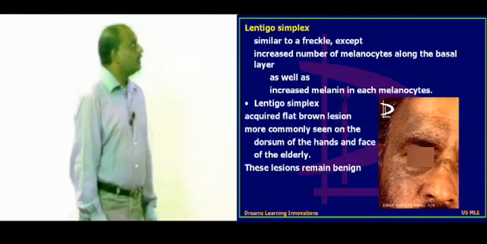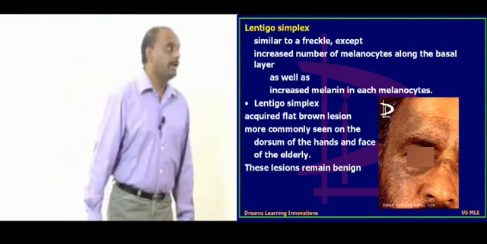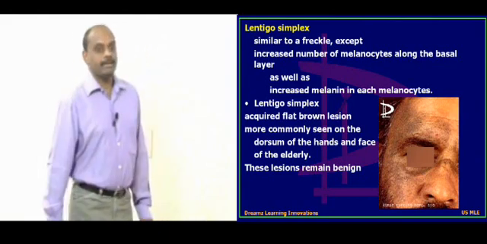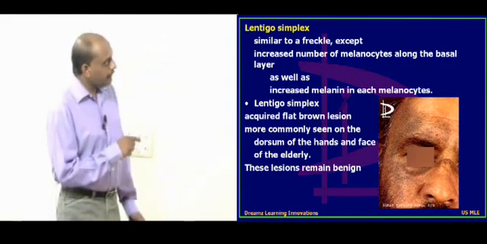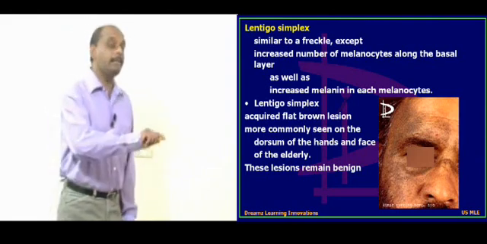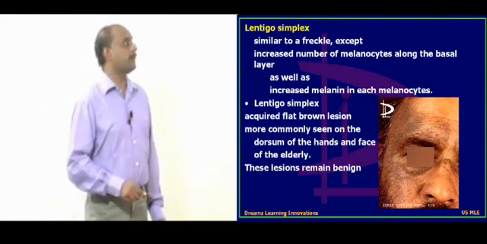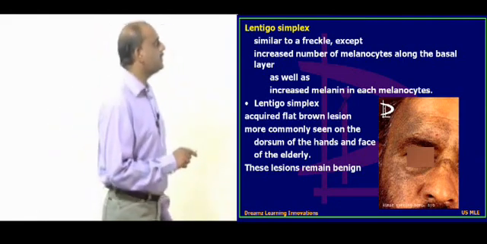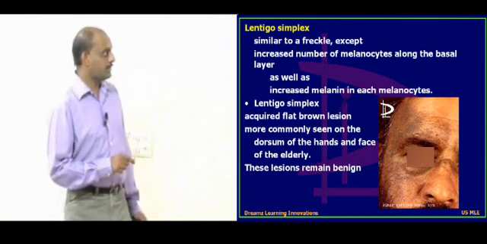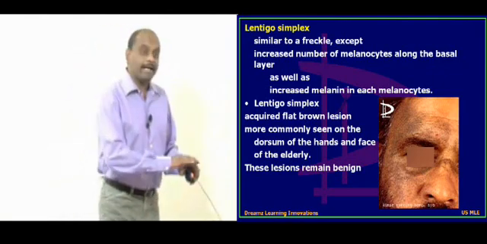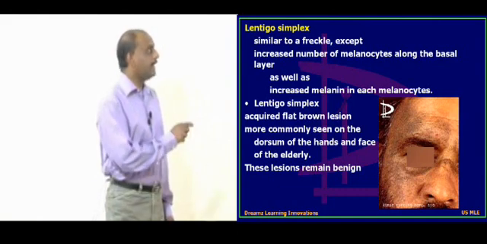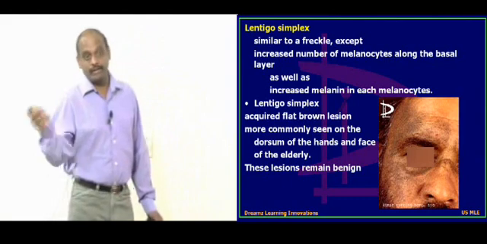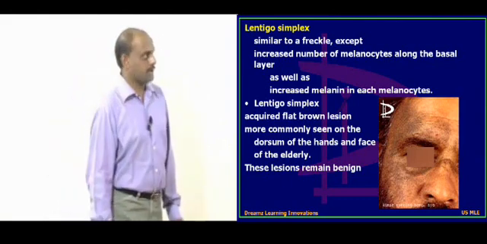Now let us talk about this important condition called lentigo simplex. It is very similar to a freckle, but here both the number of melanocytes and the amount of melanin in each melanocyte are increased, is what you need to remember. Typically they are flat brown lesions which are commonly seen in elderly individuals. They develop on the dorsum of the hand and on the face, so that is lentigo simplex. But the good news is they are generally benign. They won't turn into malignant melanoma, is what I want to underscore to all of you.